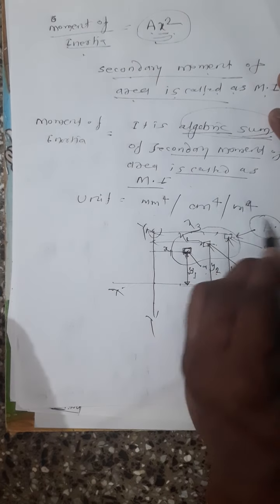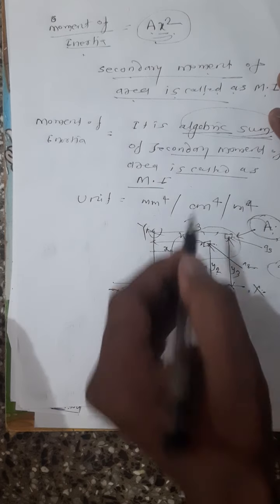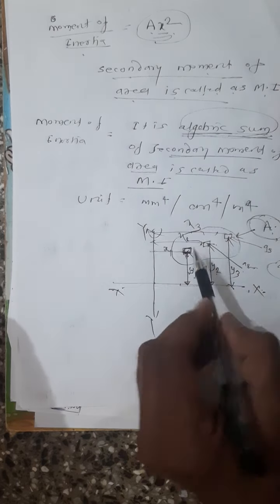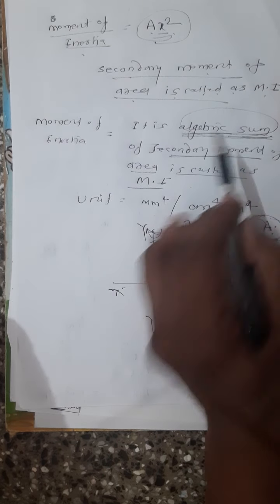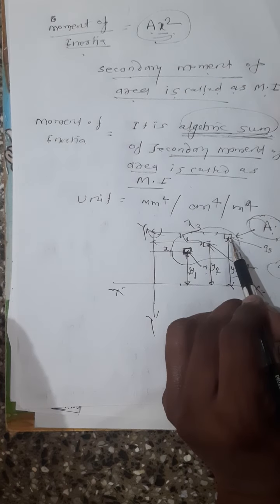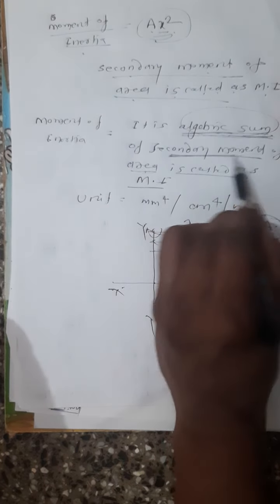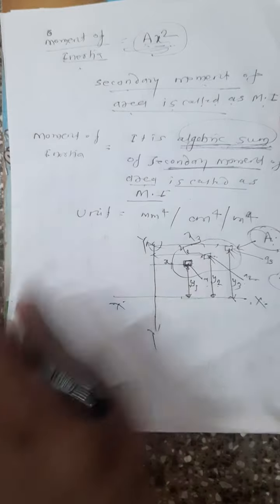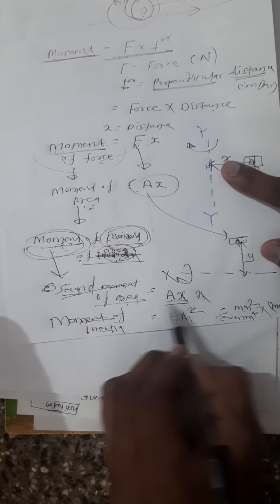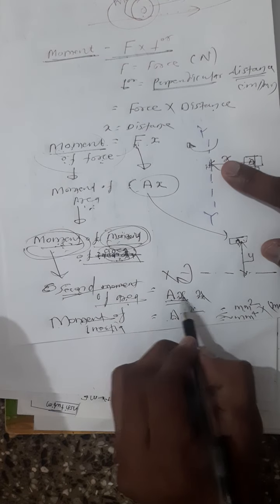So, my dear students, what is the moment of inertia of this total area? It is the algebraic sum of the secondary moment of area. So do the summation of area 1, area 2 and area 3, but which area? Secondary moment of area. And what is the secondary moment of area? A into x, and x becomes x square, so it is a into x square.